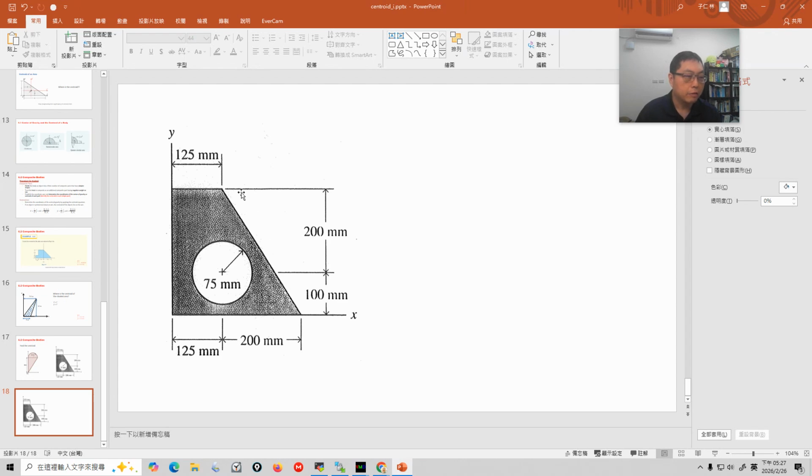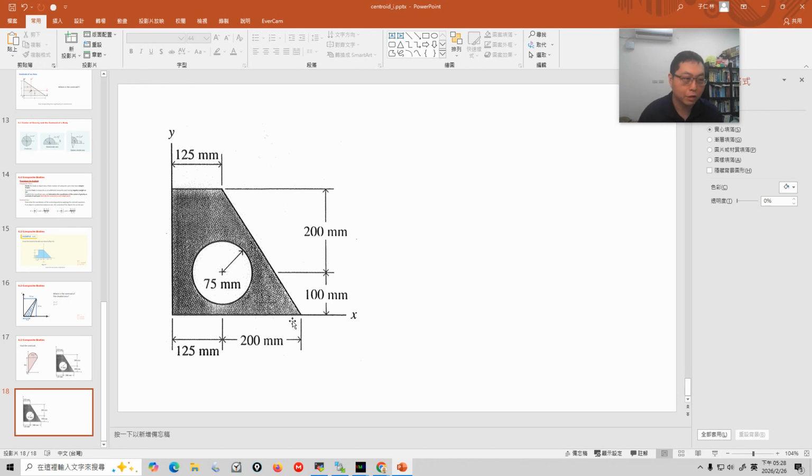For the centroid calculation, before we said that when you treat a composite area, you have to treat it as a combination of simple shapes. But sometimes, with a hollow problem like this, it's not only an addition of shapes to become a composite area; sometimes you need to subtract a shape. What does that mean? So I use this example.